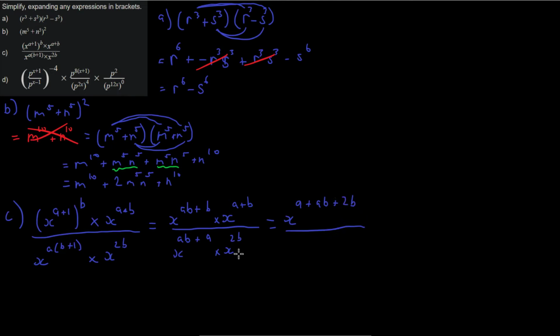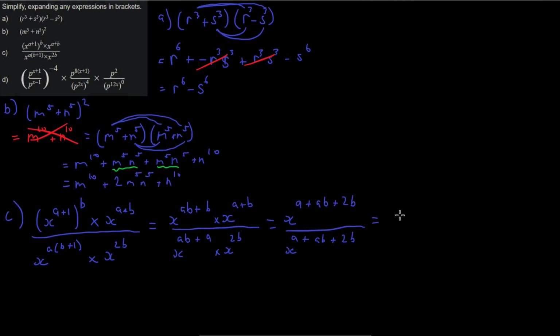And same thing down here. We've got the bases that are the same, and they're multiplying, so we can just add the powers. So that'll be x to the power of a plus ab plus 2b. Oh, I see what they've done. Very nice. So we've got the exact same thing on the top and the bottom.